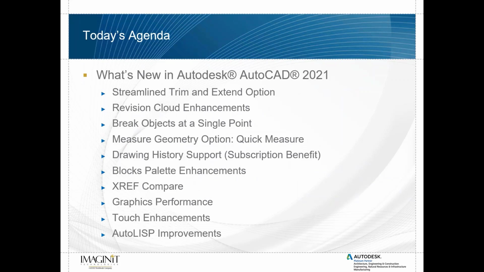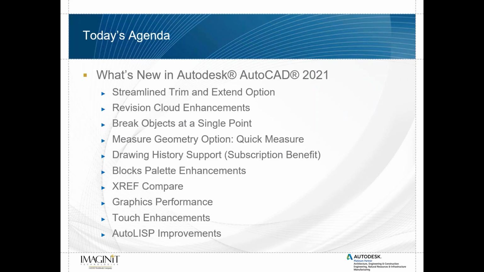So here's what we're going to cover today and what's new in AutoCAD 2021. They've got some streamlined trim and extend options. There's been some enhancements to revision clouds because we all know that revision clouds are painful. They've got break objects at a single point. The only thing that they've done is when you hit enter, it will continue to break objects at a single point where it did not do that before.